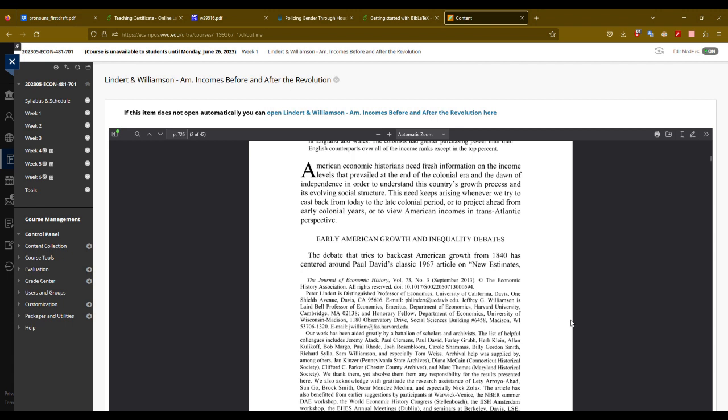American economic historians need fresh information on the income levels that prevailed at the end of the colonial era and the dawn of independence in order to understand this country's growth process and its evolving social structure. So right away they tell us, why is this important? This need keeps arising whenever we try to cast back from today to the late colonial period, or to project ahead from early colonial years, or to view American incomes in transatlantic perspective.